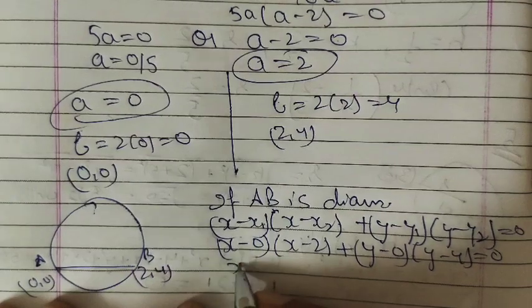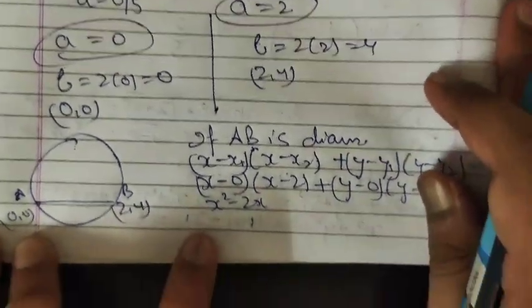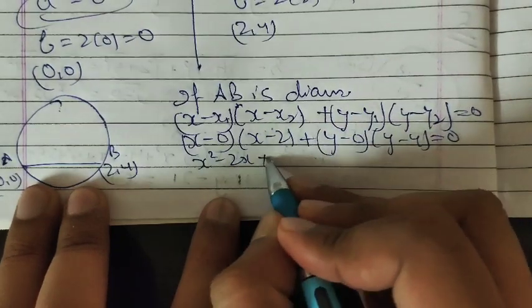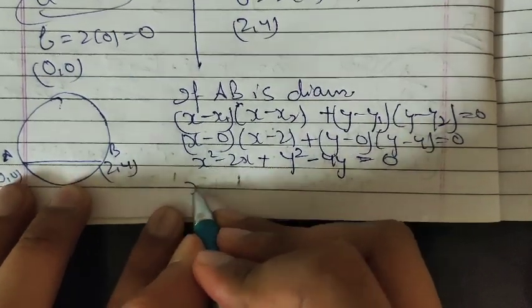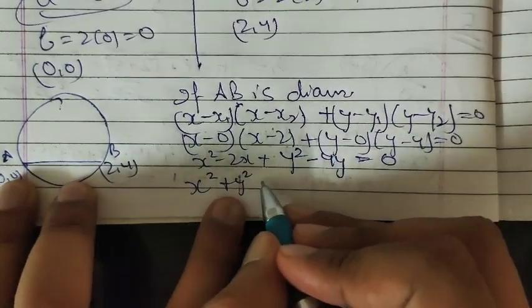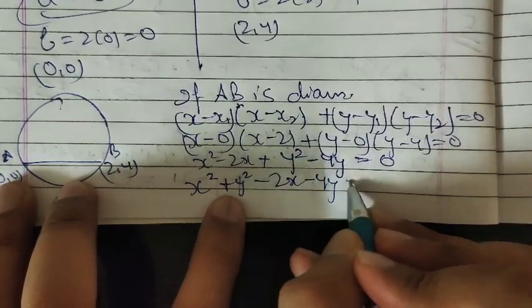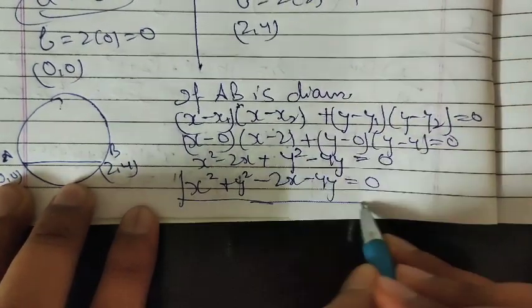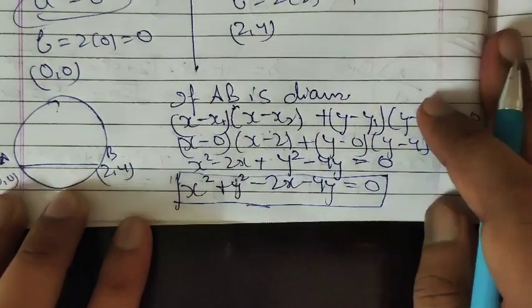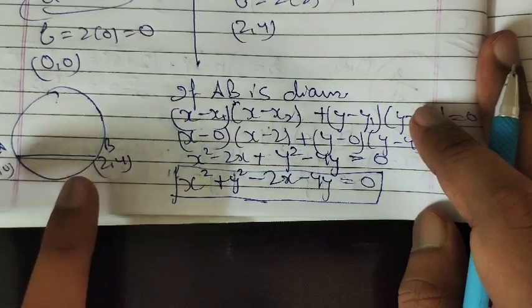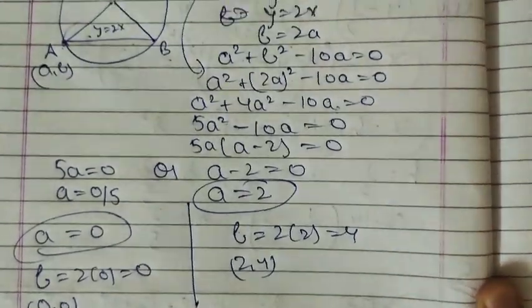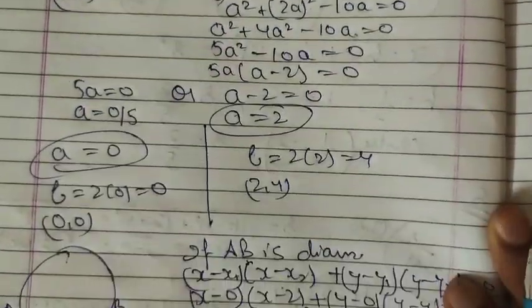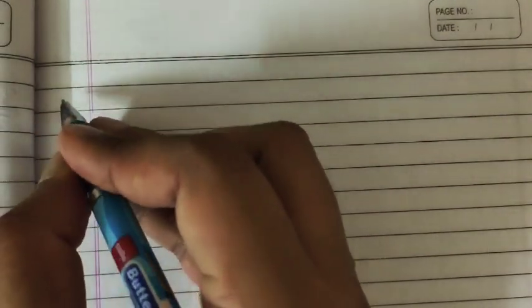So x square minus 2x, right, x square minus 2x plus y square minus 4y is equal to 0. So x square plus y square minus 2x minus 4y is equal to 0 is the equation of the circle in which the diameter is this AB. So this is the equation of the circle. In this way we have completed question number 7, right? Next is question number 8, the last question of the exercise.